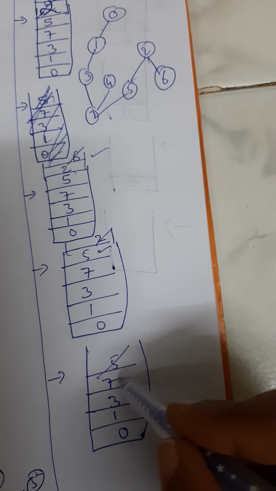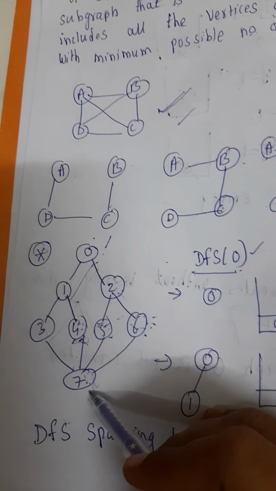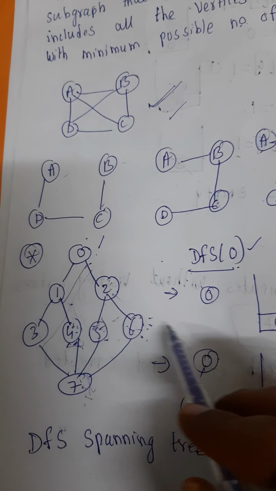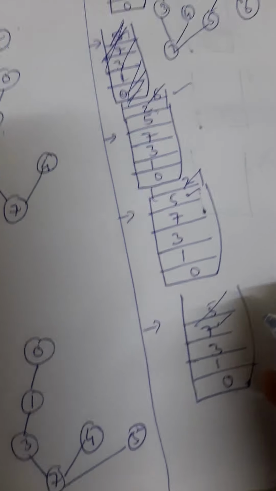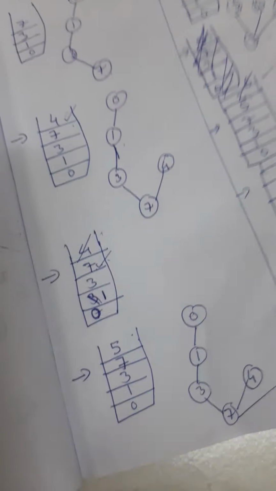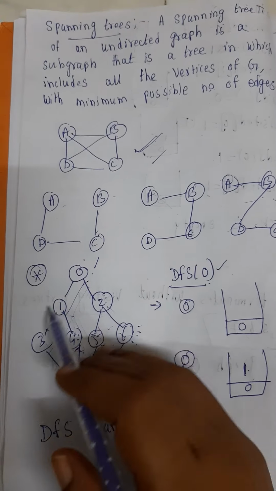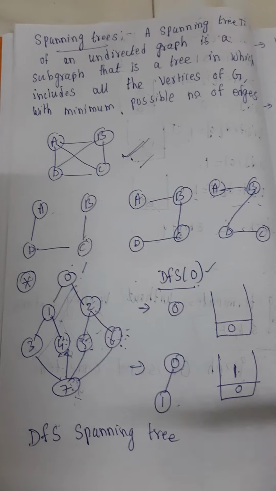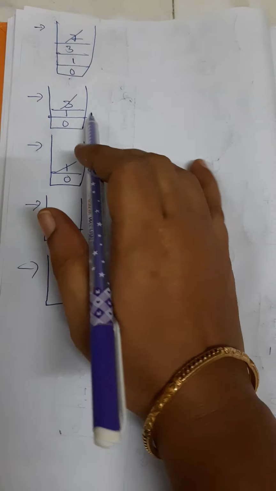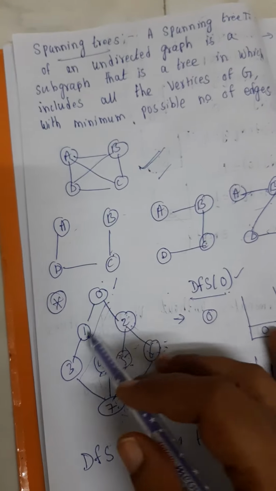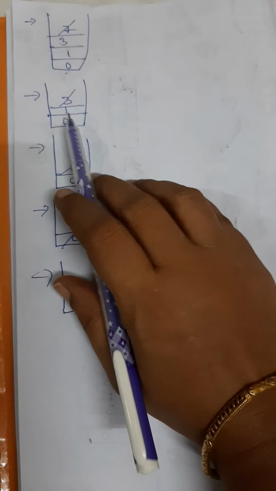So next one you have is 7. 7's adjacent are 3, 4, 5, 6. Already they are visited. So pop out 7. Now next is 3. 3's adjacent vertices are 1 and 7. Already visited. So pop 3. Now next is 1. 1's adjacent vertices are 3 and 4. Already visited. So pop out 1.